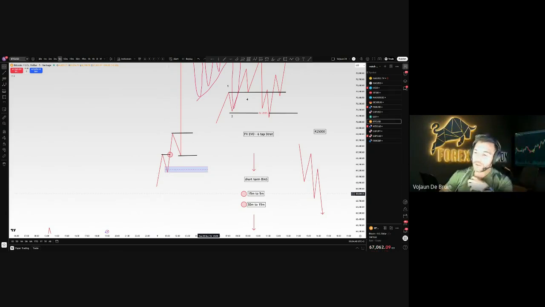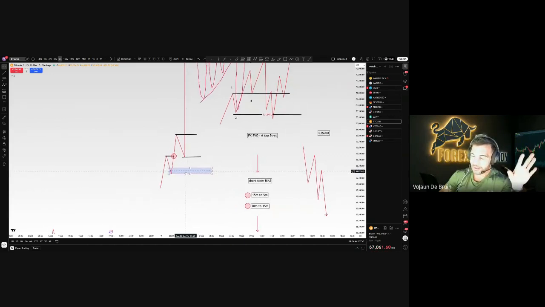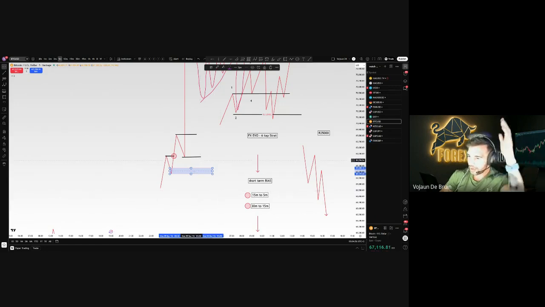But in my terms, SND. This is an SND, supply and demand area. At the top, SND, simple. So I don't like to say demand and supply specifically. It's simple. SND below, SND above.